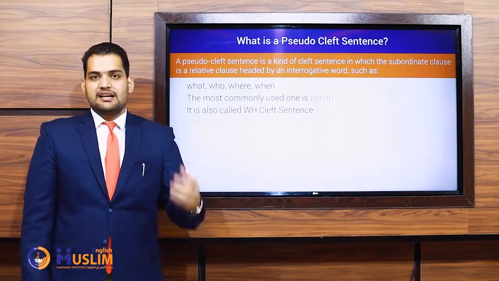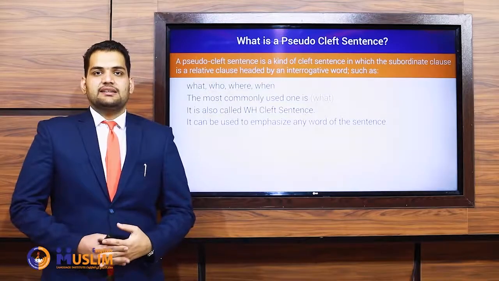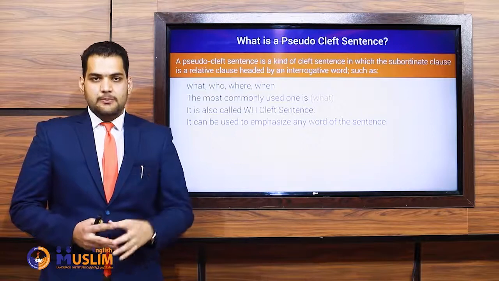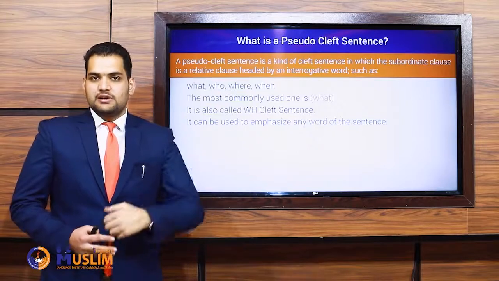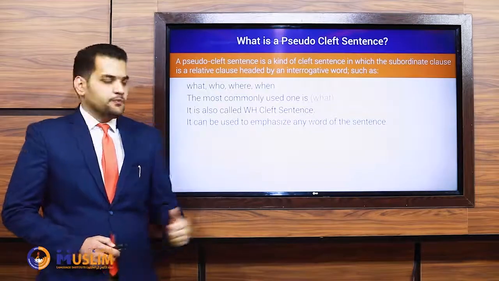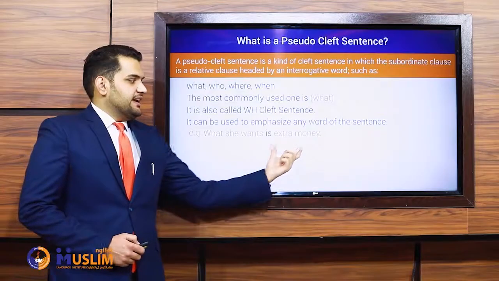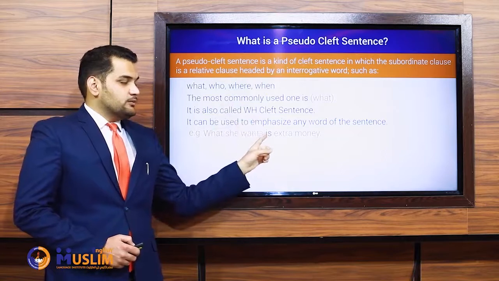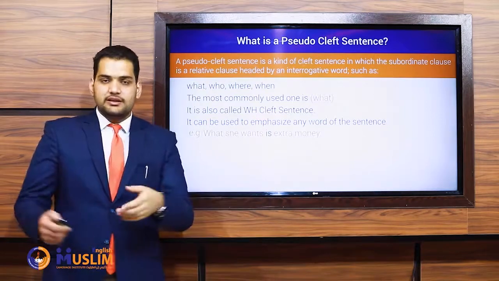And do not forget that it is a type of cleft sentence. It can be used to emphasize any word of the sentence. If you remember, I had told you that a cleft sentence is used to emphasize every word of a sentence except for the verb. But the good thing about pseudo cleft sentences is that it can emphasize any word in a sentence, including the verb. For example, what she wants is extra money. In this sentence, I have emphasized extra money. Do not forget that in a pseudo cleft sentence, the word which comes after the to be verb is emphasized, no matter if we have one word or more than one word.